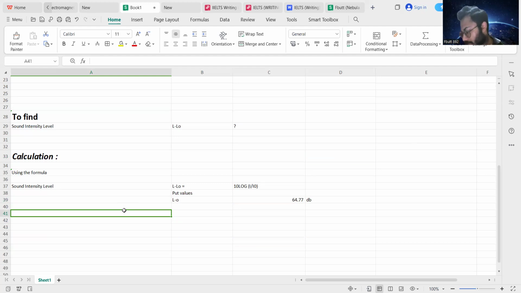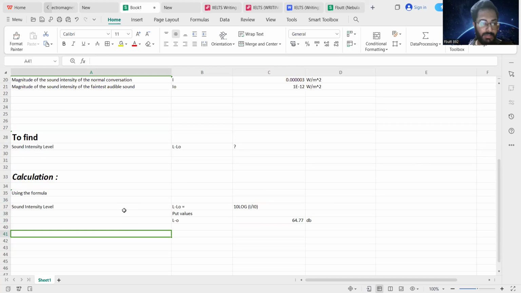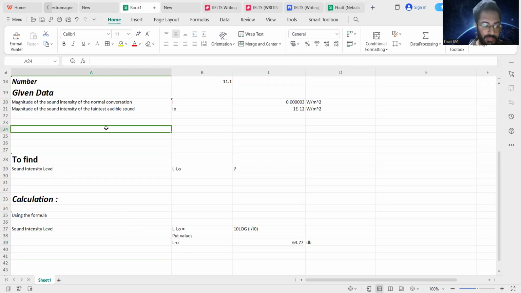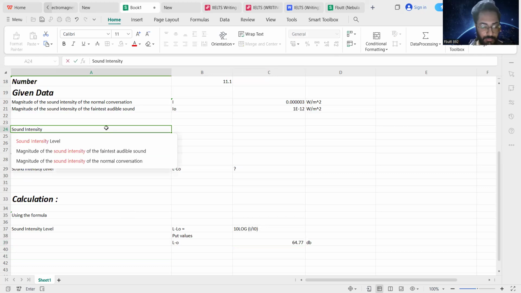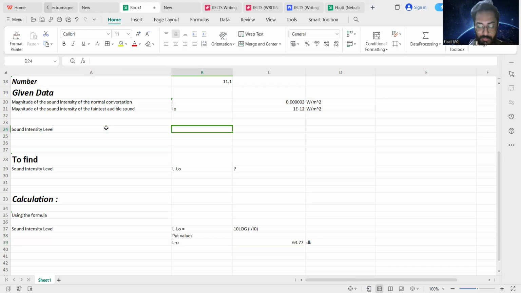We have to find the sound intensity of an unknown sound, and the sound intensity level for that particular sound is 100 decibels. So here the examiner has given the sound intensity level of an unknown sound, which is L minus naught, and it is 100 decibels. And here we are using the formula.